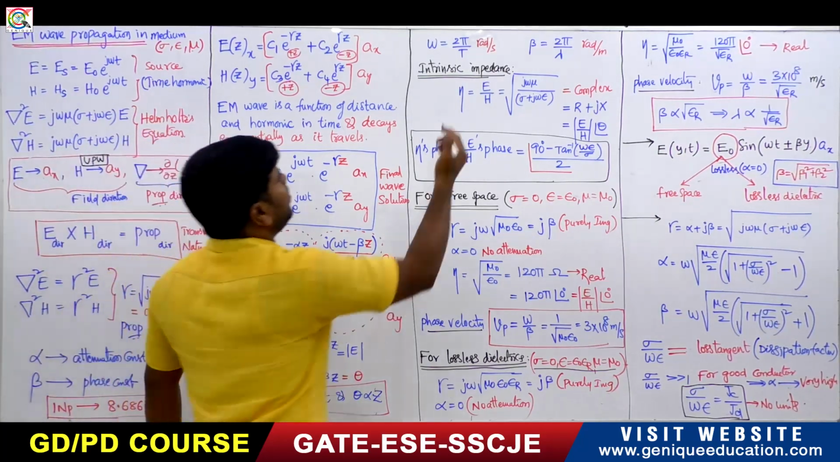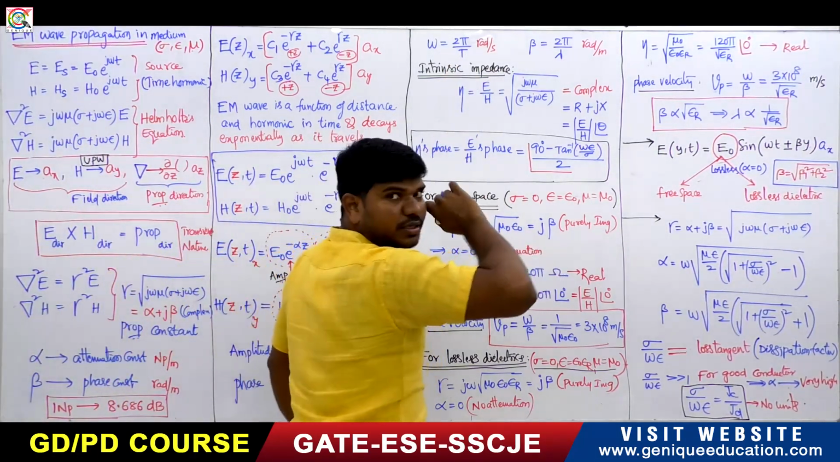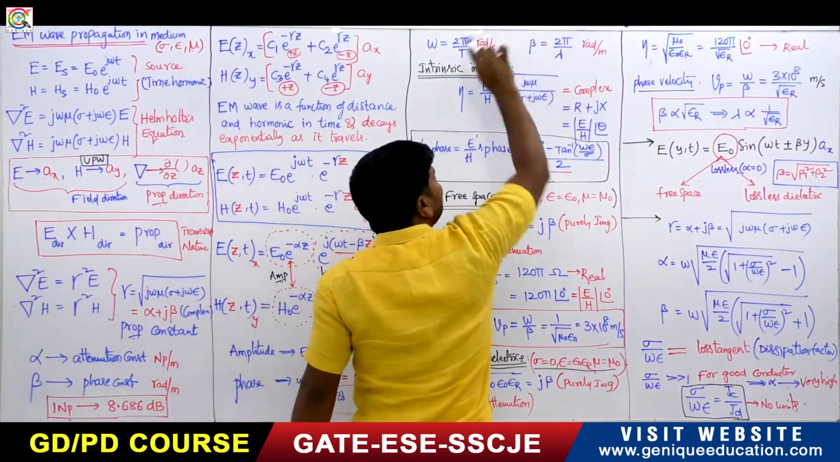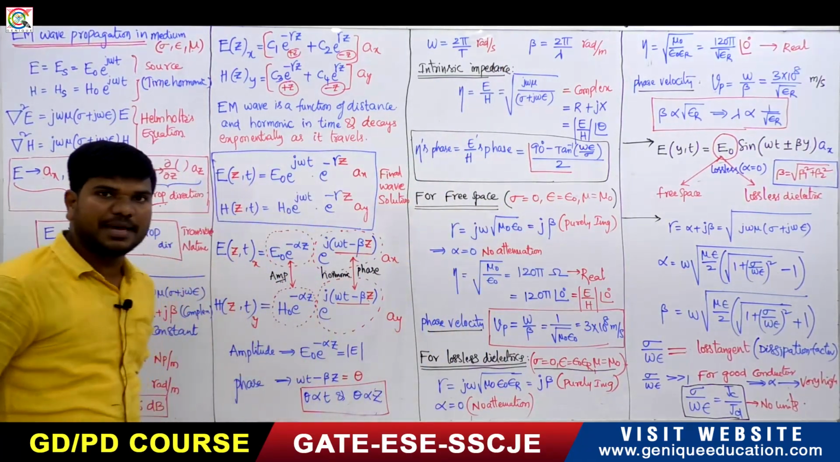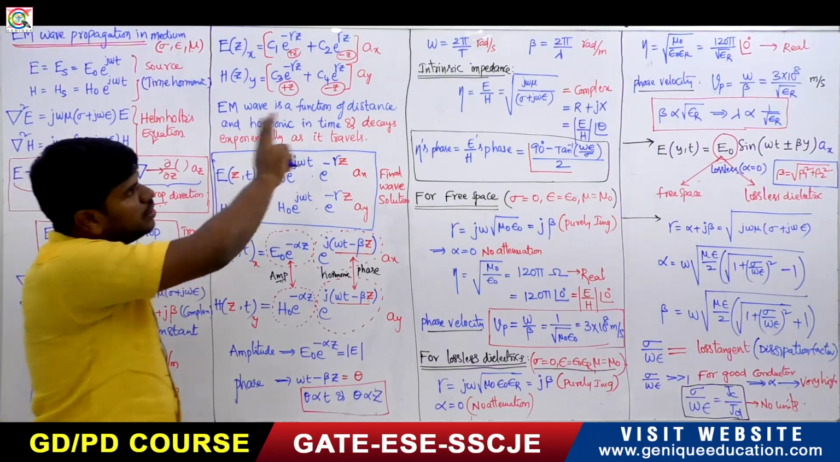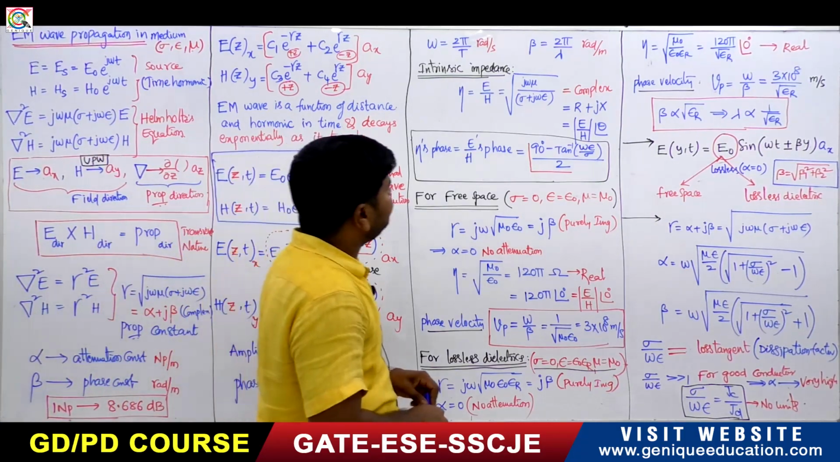We know omega is equal to 2 pi by T till now, but there is a new term here, beta is equal to 2 pi by lambda. So these are the things.